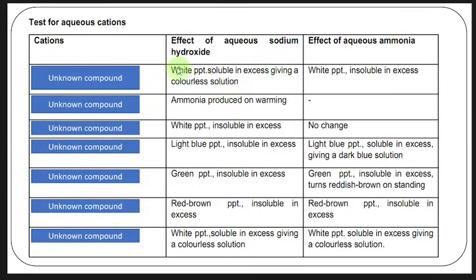So this one you read: the first time they put a few drops of sodium hydroxide to this, the observation is that white PPT. That's what they give. Then when again excess sodium hydroxide is added here, the result is read from here up to the end. So you say white PPT soluble in excess, giving a colorless solution. So the same way this side.